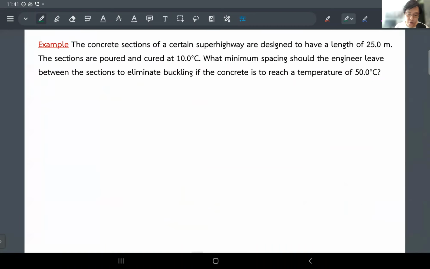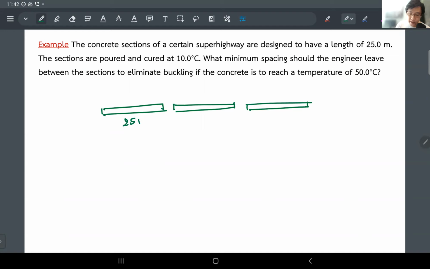Let's move on. Try this one, guys. The concrete sections of a certain superhighway are designed to have a length of 25 meters. The sections are poured and cured at 10 degrees Celsius. So this is a block. And of course, now we learned that we're supposed to leave some space between them. So there must be some spacing between them. That's 25 meters each, on and on.